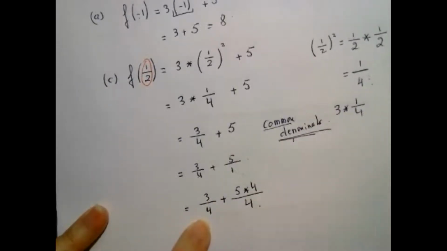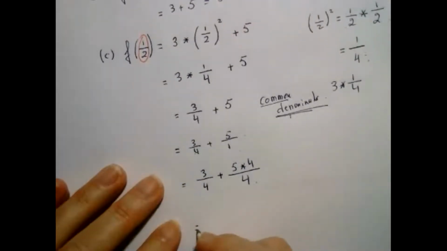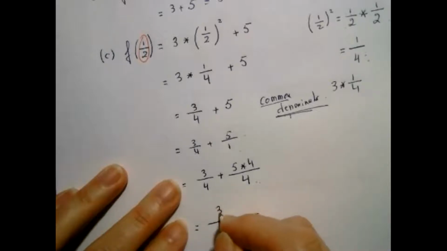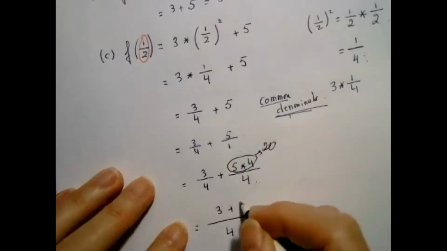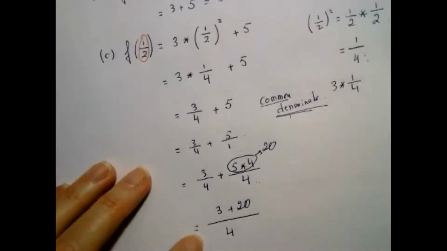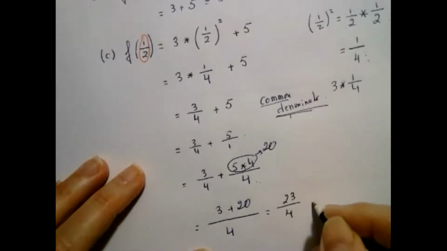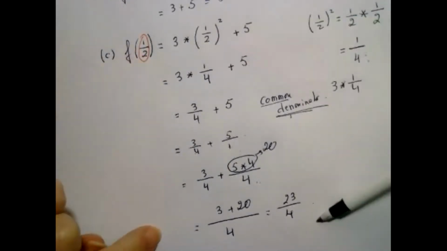So I multiply this by 4, I divide it. Now that I have the same denominator, I can combine the numerator. Now 5 times 4, this is 20. So this would leave me with 23/4. Okay, so when I tell you express the answer as one fraction, that's really what I'm expecting you to do.